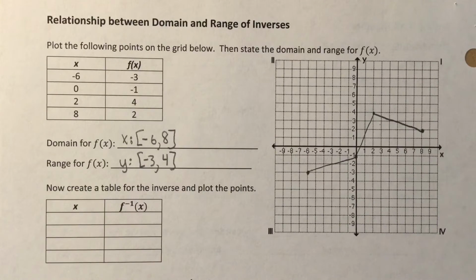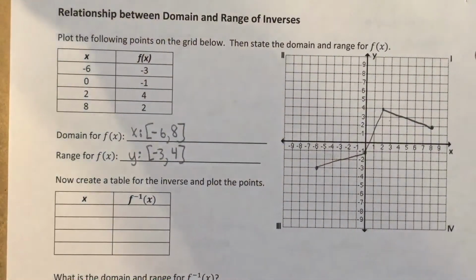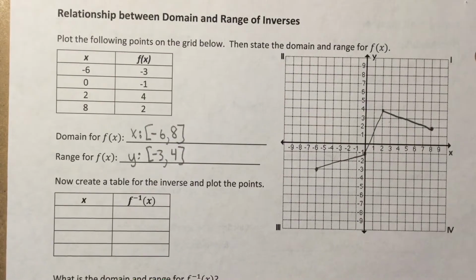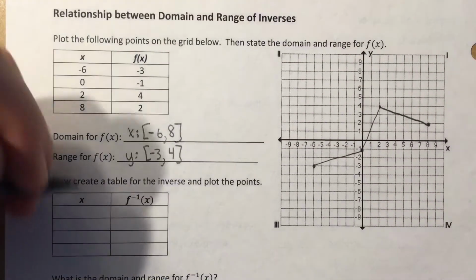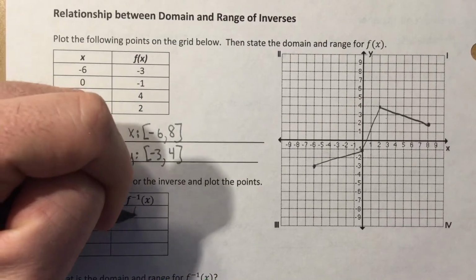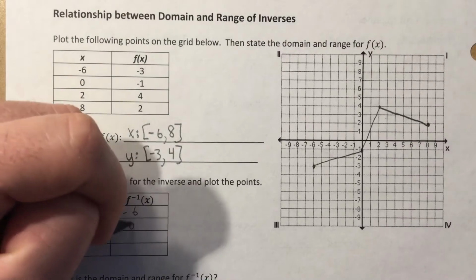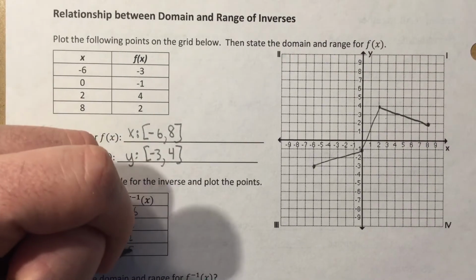Now we're going to create a table for the inverse and plot the points. So remember, if we have this table, then all we have to do to get the inverse table is to switch our x's and our y's. So this would be the points (-3, -6), (-1, 0), (4, 2), and (2, 8).